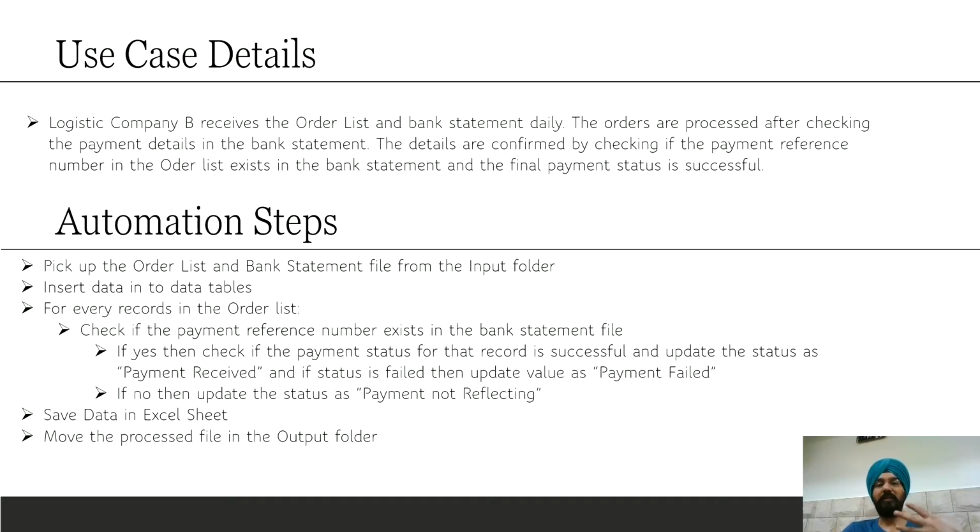So basically, there are three statuses that we will need to update. If we are not able to find the payment reference number, we will simply update payment not reflected. If we find the payment reference number and the payment status is not successful, then we will update it as payment failed, and if it is successful, we will update the status as payment received. So that's what we need to do. We'll save the data in the Excel file and then move the processed file to the output folder. So these are the basic steps that I need to perform in the bot in order to achieve the task. All right then, let's look at the input files and then we'll start building the bot.